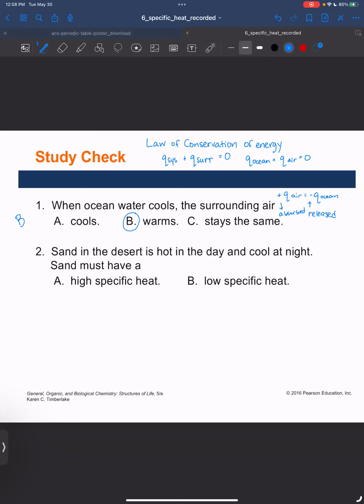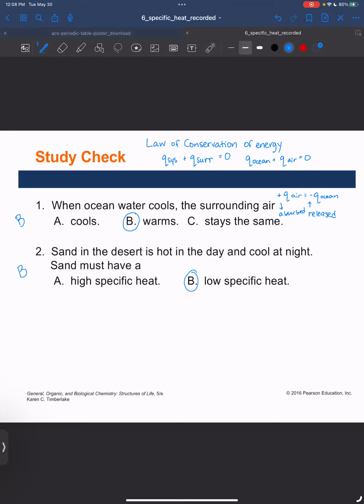Now, sand in the desert is hot in the day and cool at night, so it changes temperature drastically. Does sand have a high specific heat or a low specific heat? Good. Hopefully you said low specific heat.